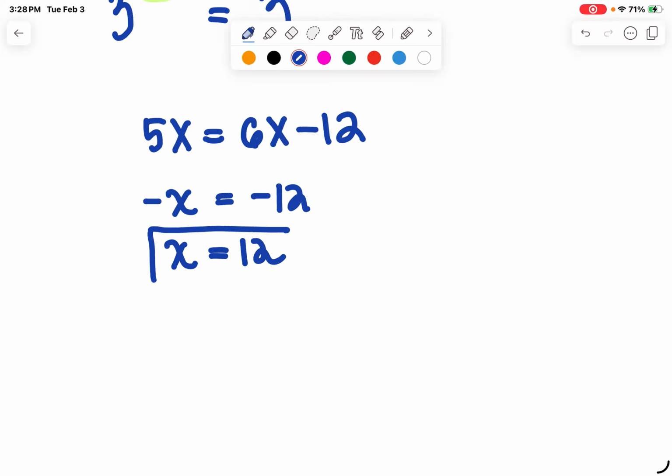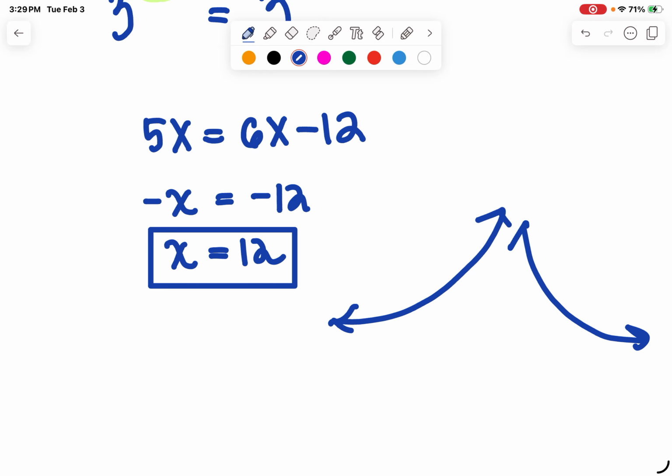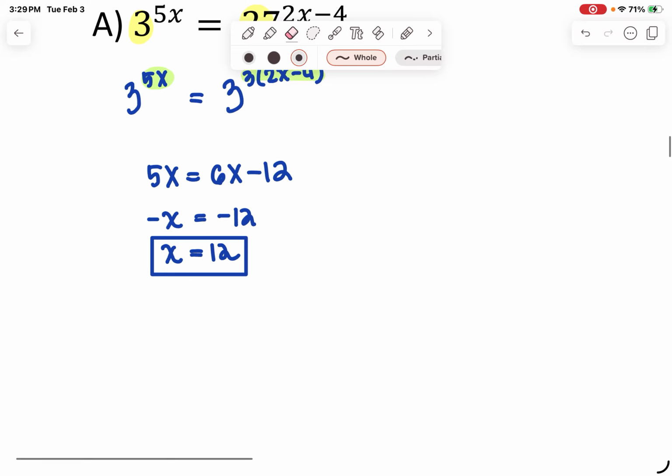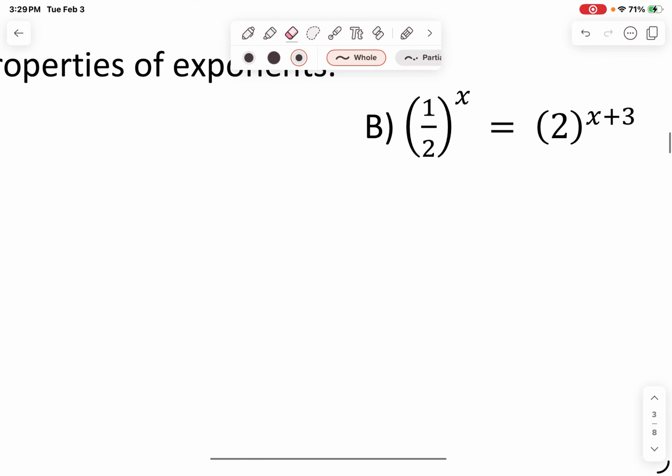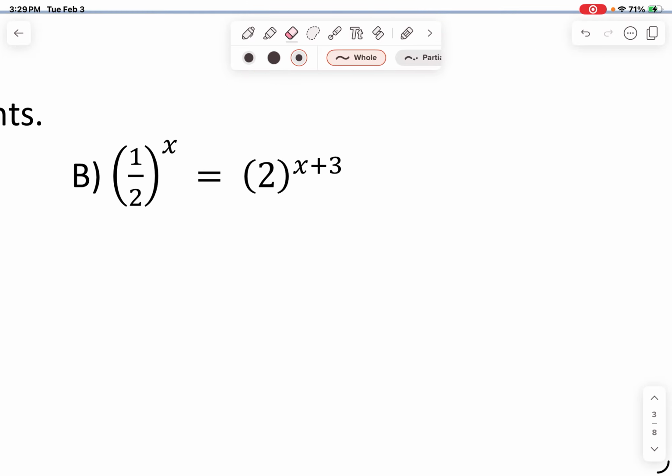You should not have to check your answers due to the fact that exponential functions, if you look at a sketch of here's growth, here's decay, right? Their domain is all real numbers. Therefore, every x value that you get should work as long as you solve correctly. Okay, here's the next one.